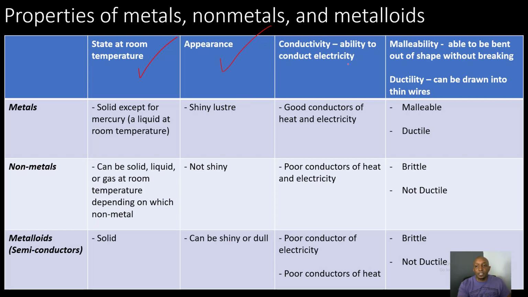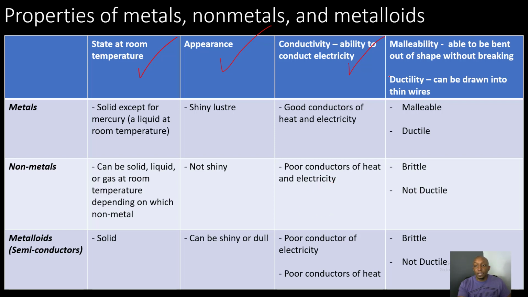Then if we take a look at conductivity, or the element's ability to conduct electricity, metals tend to be good conductors of heat and electricity. Think about when you use a frying pan, all frying pans are made out of metal because they can take on a lot of heat without overheating. And then we use metals such as aluminum and copper to wire our houses to run electricity. If you notice, nonmetals are poor conductors of heat and electricity, and metalloids are poor conductors of heat and electricity as well.